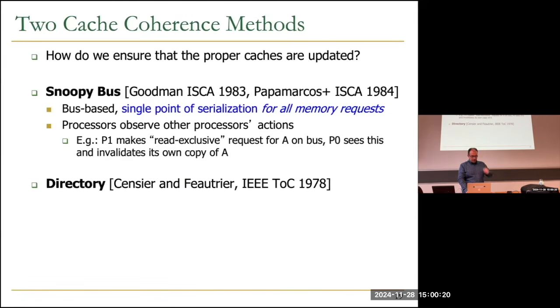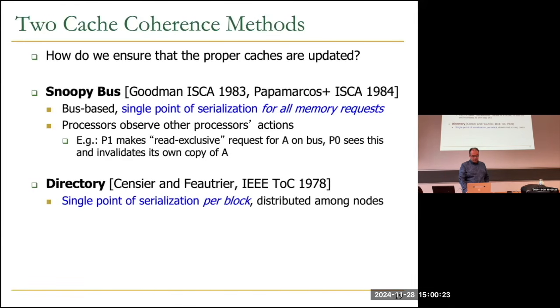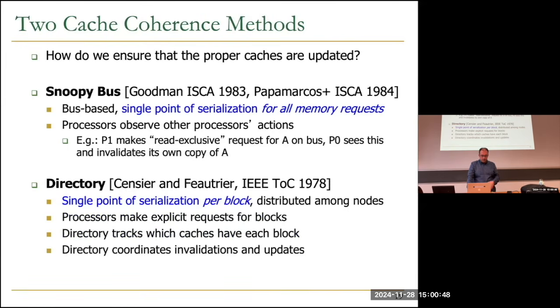Another way is actually using a directory, which is a single point of serialization per block. You have a directory, and you're going to see an example very soon. In the directory, per each cache block, you store which cores or processors have that cache block. This can also be implemented distributed across nodes, and then processors make explicit requests for blocks.